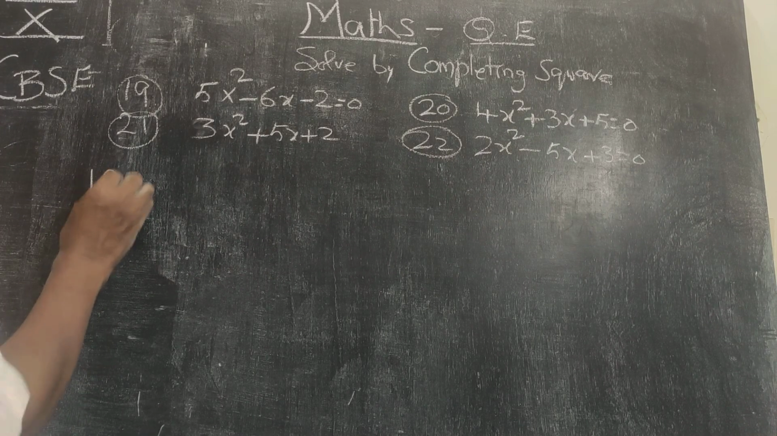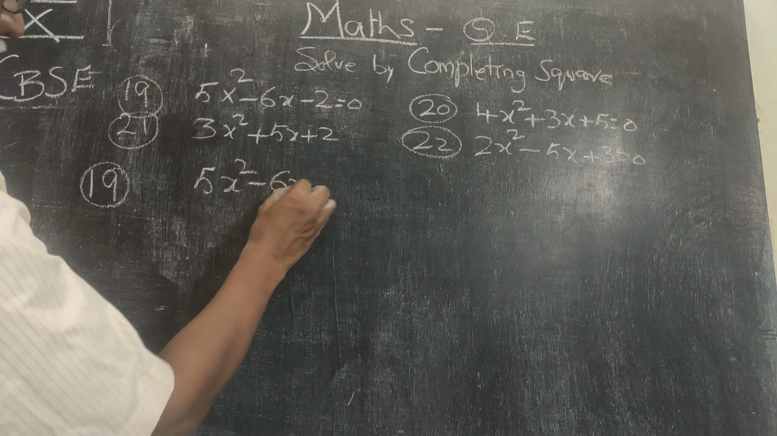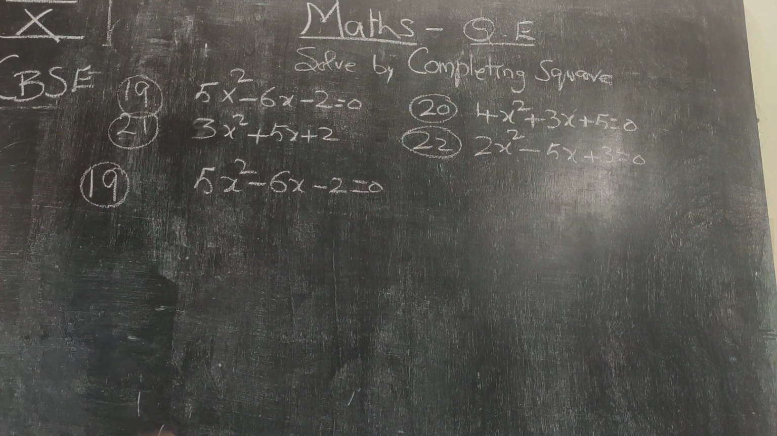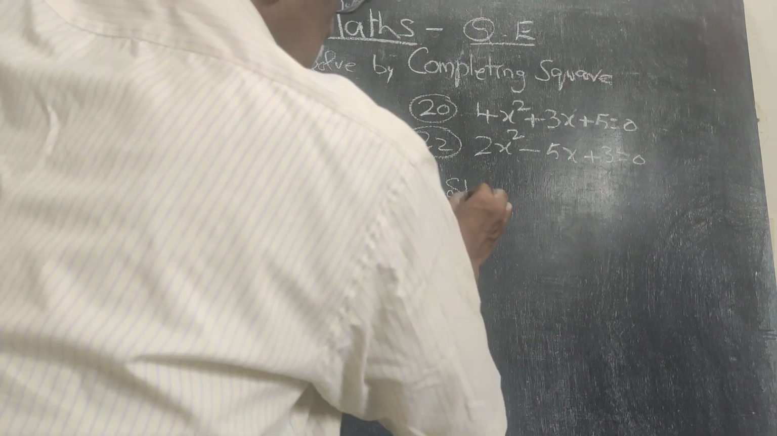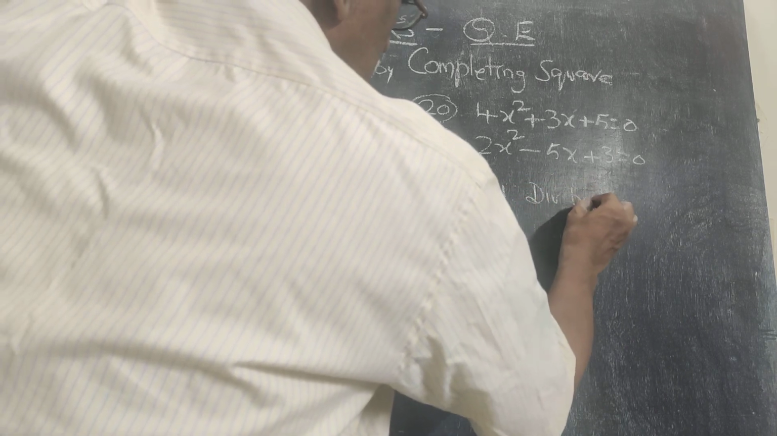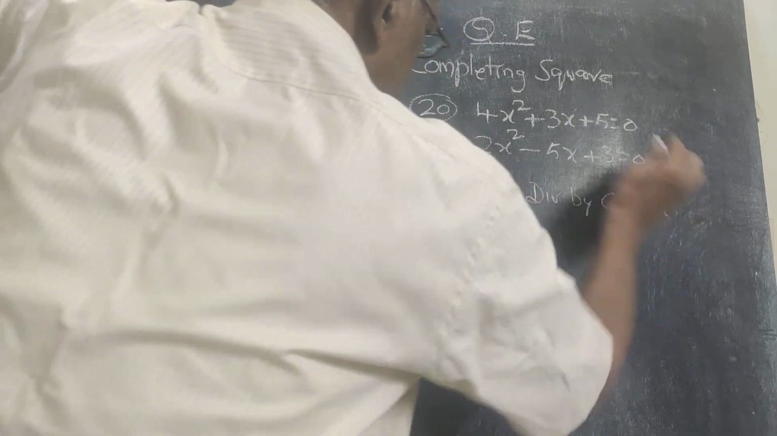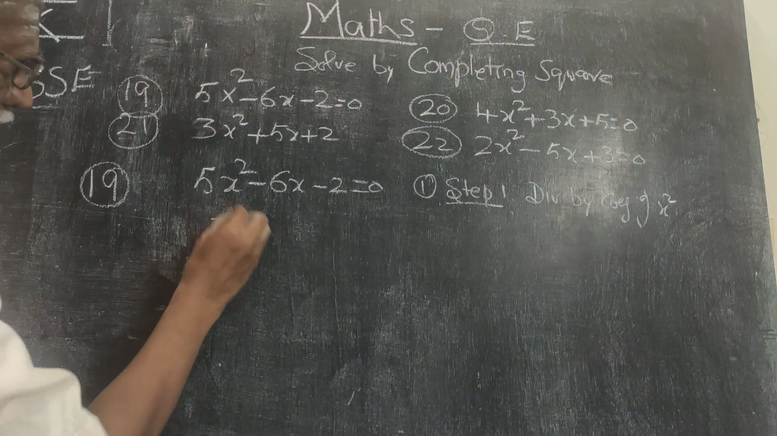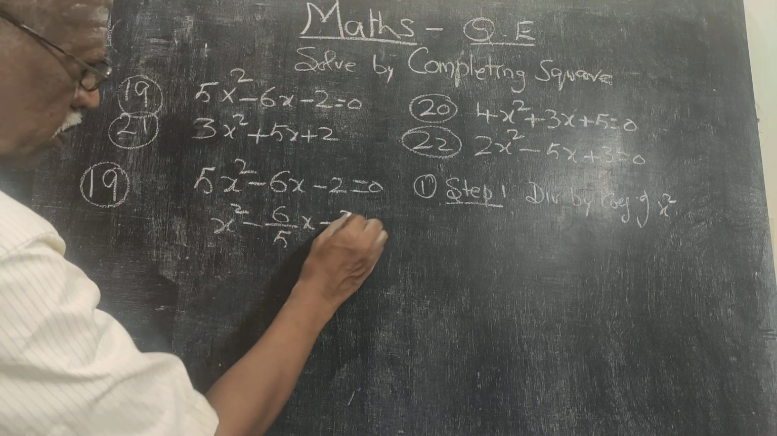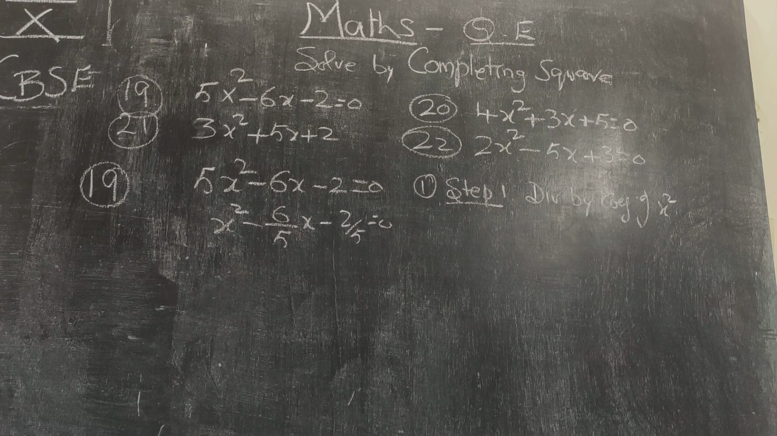Question number 19. 5x square minus 6x minus 2 equal to 0. Step 1. Divide by the coefficient of x square. So this becomes x square minus 6 by 5x minus 2 by 5 equal to 0. Everything you divide by 5.